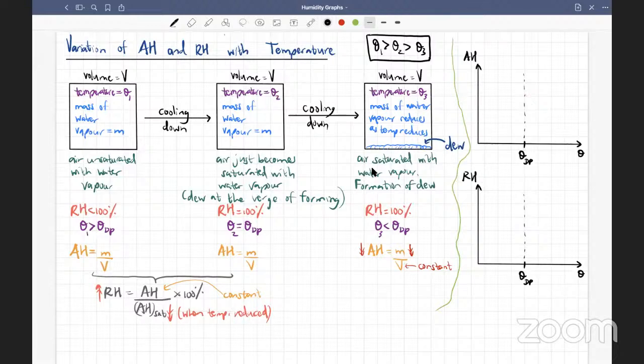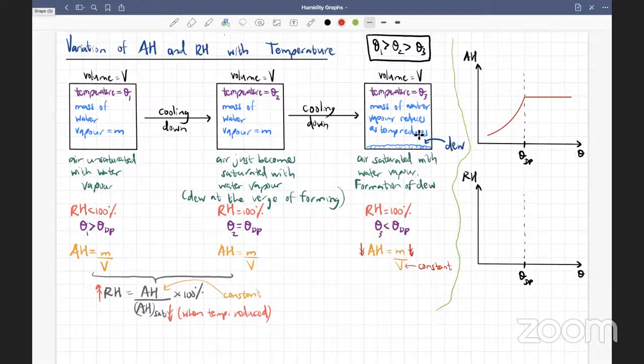Thank you. Now let's try to put this into a graph. The first part, AH, absolute humidity. Until now, we are going from high temperature to low temperature. We are now when the temperature is greater than dew point, and until the temperature is equal to dew point, AH remains constant. Therefore, you will get a flat line for AH. And from that point onwards, when you reduce the temperature below dew point, as you keep on reducing temperature, dew will keep on forming and you will get a curve like this.